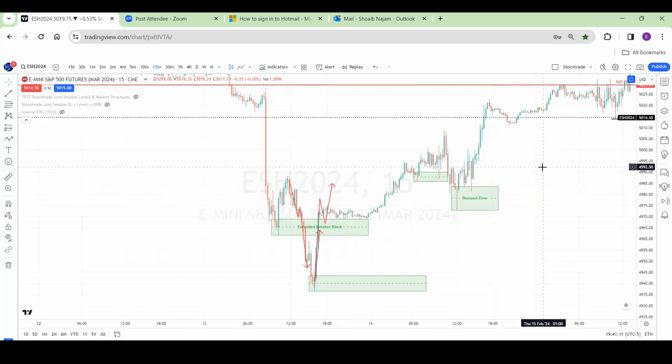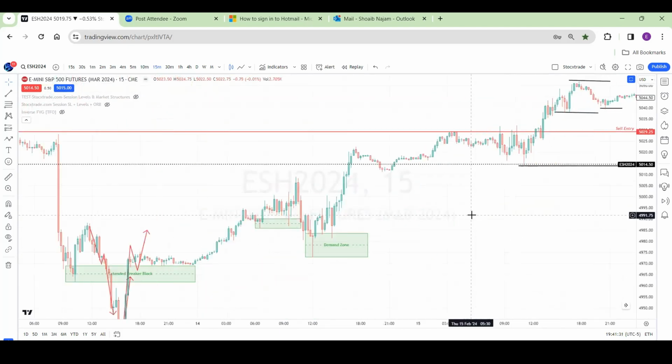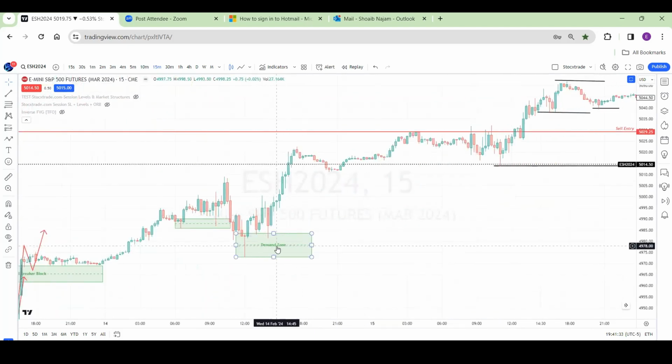Yes, Ahmed bhai. Demand zones are the powerful areas where you can take entries for buy, and supply zones can be the best area where you can take the entry for sell. But the question is: which demand zone? This is the demand zone.